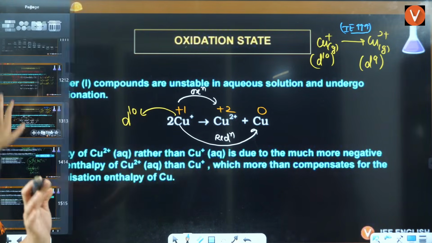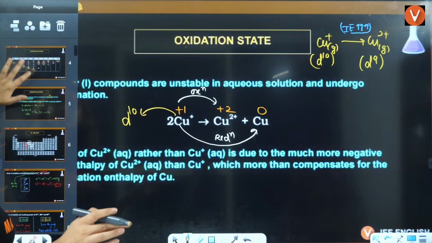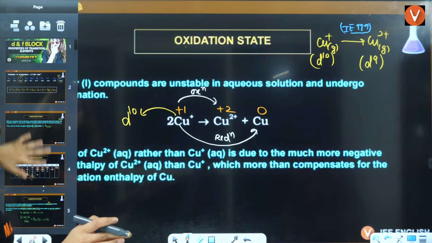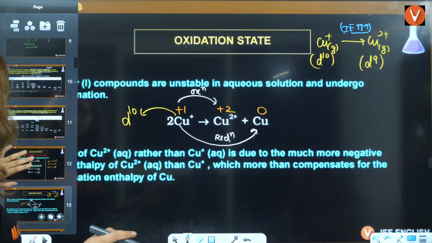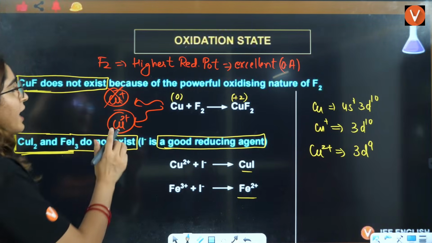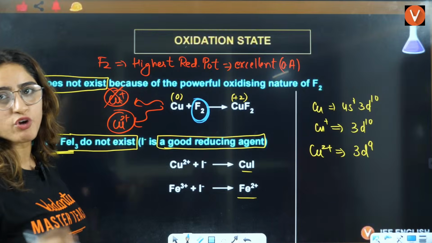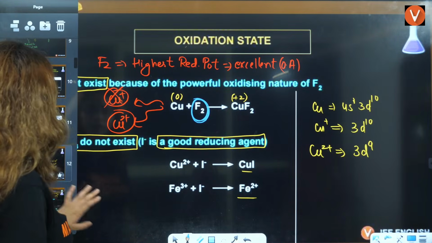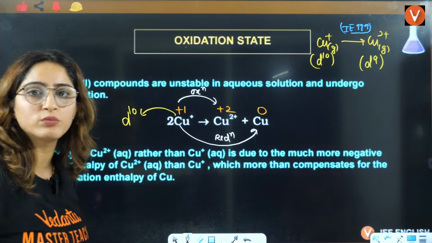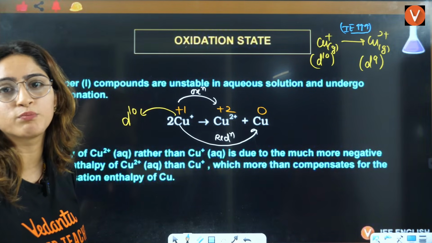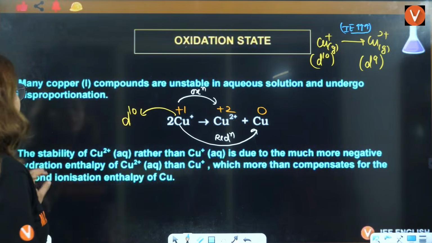In fluorine, we understood. Here it is understandable. This F2 is actually providing that amount of energy. But what about this one? Here there is no F2. Why is it now getting converted to Cu2+? Reason being the stability of this in aqueous solution.